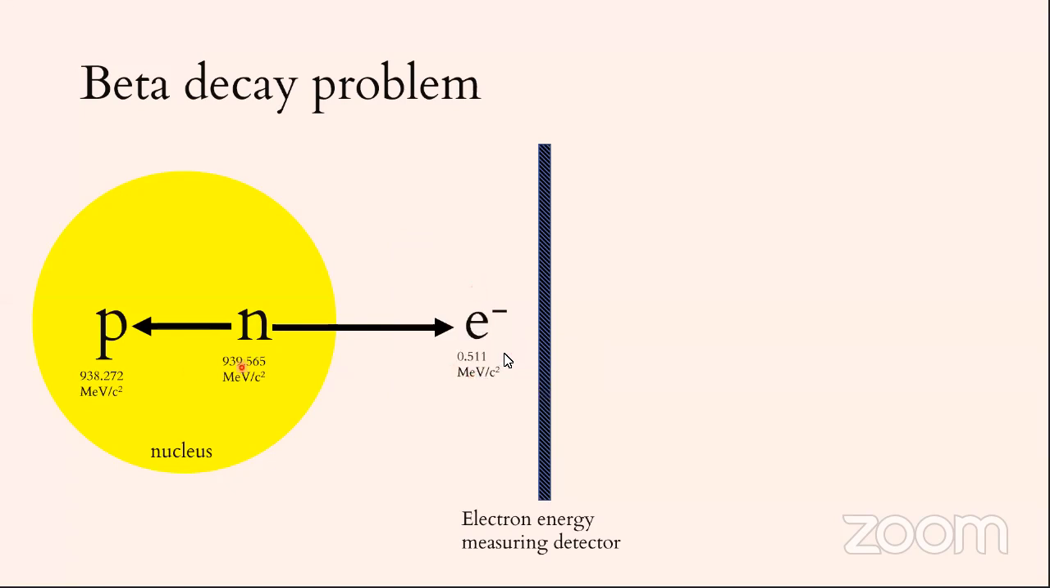So these are the masses of these particles. The neutron mass is 939 MeV over c squared. The electron mass is 0.511 MeV over c squared. The proton mass is 938.272 MeV over c squared. Now, some people might not know these units, but it doesn't matter. What is important is just these numbers.